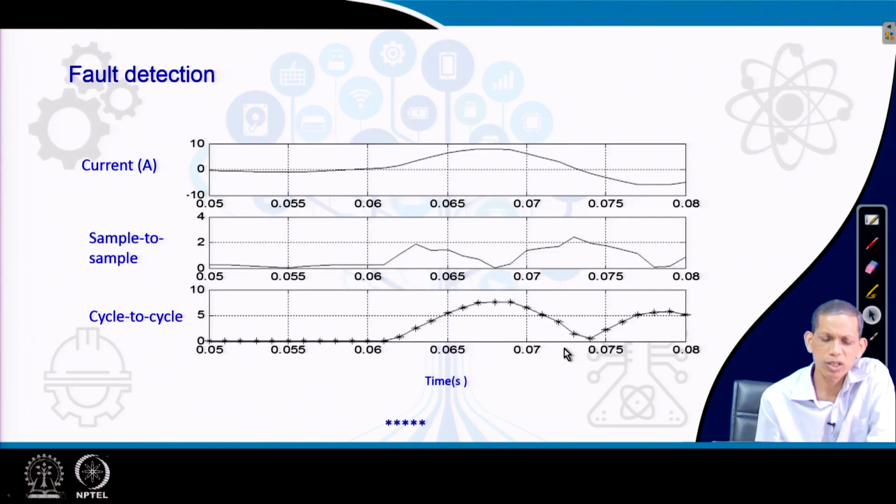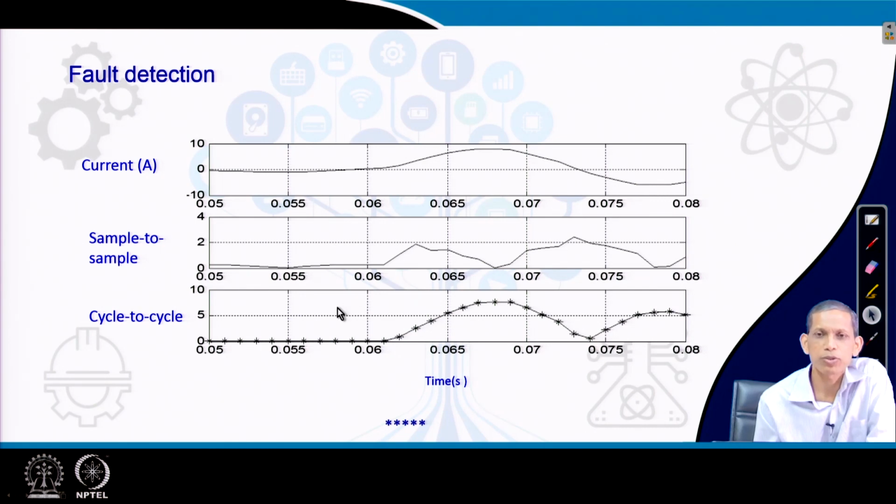Now, if we compare these two simple fault detection principles, sample to sample and cycle to cycle: whenever a fault has happened, this is the current signal, and in a fault situation the sample to sample difference rises, and so also the cycle to cycle difference rises. Note that such a principle is useful only to trigger the detection in the initial period following the inception of the fault, as fast as possible.